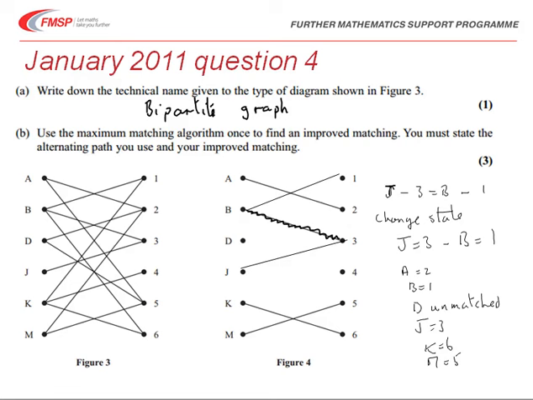So don't be surprised if the way that you manage to do it is different to the one that I've done here. But there was a method mark and an A mark given for the alternating path, and finally for listing the matching that we have at this stage, an A mark. So you have 3 marks for that part of the question, and there was a B mark for stating the bipartite graph in part A of the question.